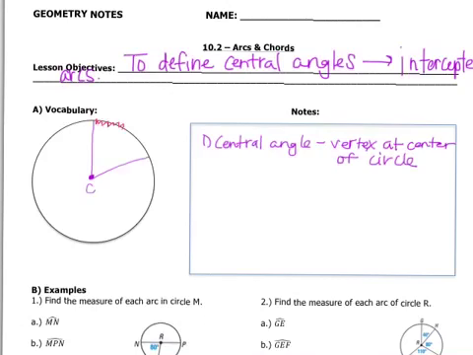The portion of the circle that is in between the rays of the angle is the intercepted arc.